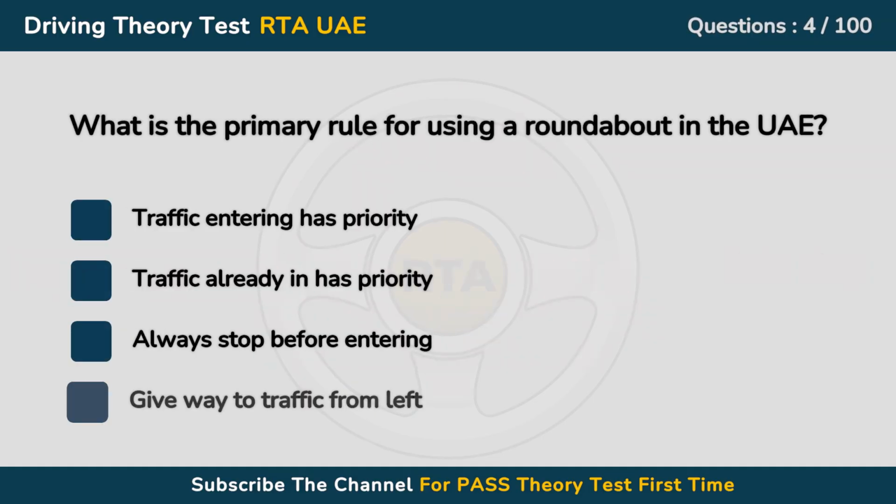Question 4. What is the primary rule for using a roundabout? A. Traffic entering has priority. B. Traffic already in has priority. C. Always stop before entering. D. Give way to traffic from left.